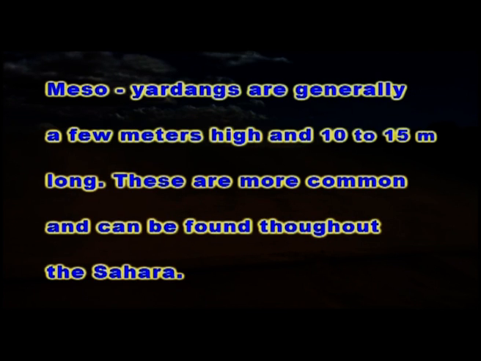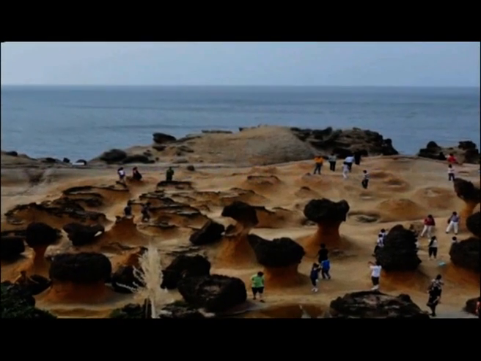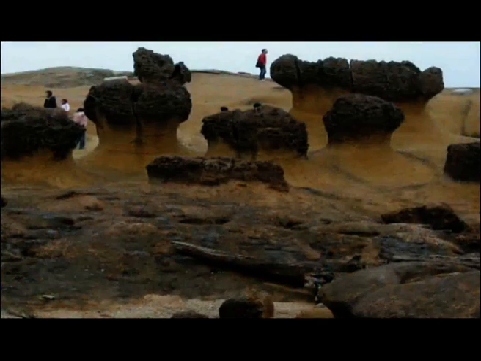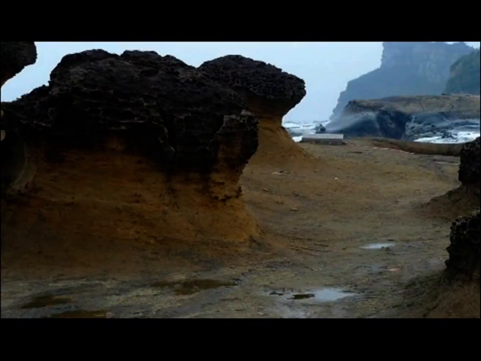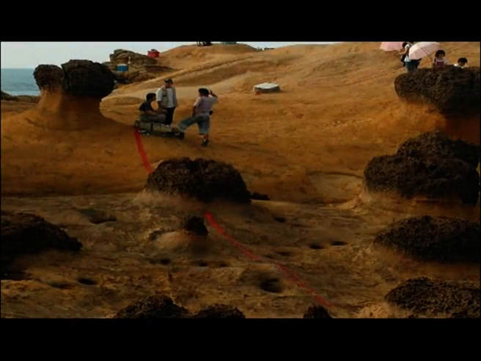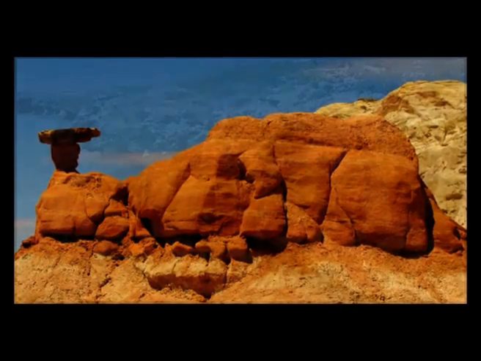These are more common and can be found throughout the Sahara. Micro yardangs are only a few centimeters high. Next come the mushroom rocks. Mushroom rocks are the exposures having a broad upper part and narrow base, carved by the action of wind over an existing standing rock mass. The pedestal rocks are called gara in the Sahara.